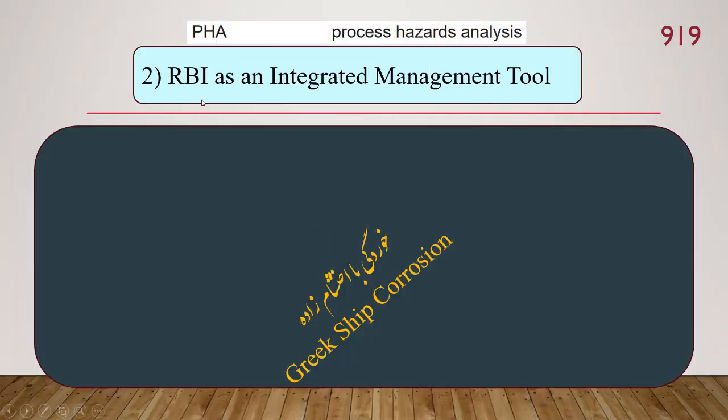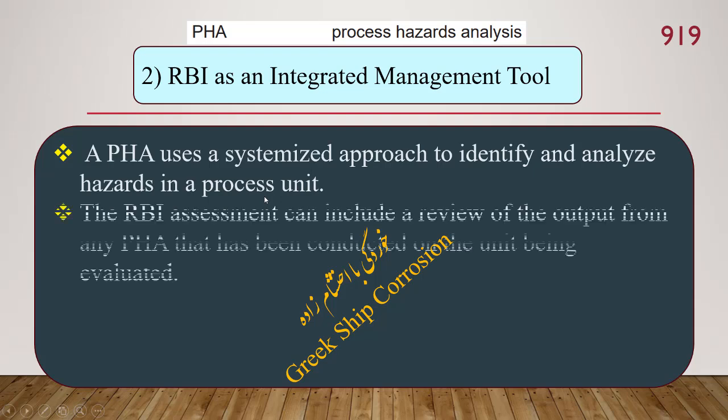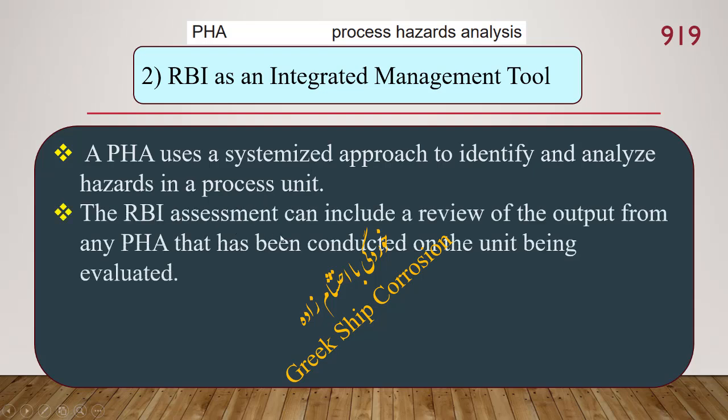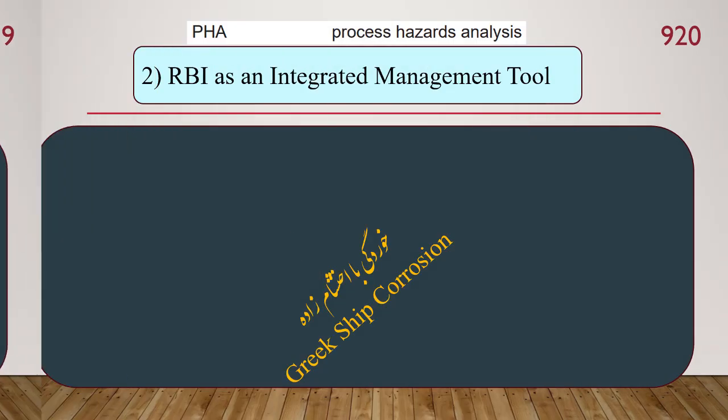2. The PHA and RBI relationship. A PHA uses a systemized approach to identify and analyze hazards in a process unit. The RBI assessment can include a review of the output from any PHA that has been conducted on the unit being evaluated. Hazards associated with potential equipment failure due to in-service degradation identified in the PHA can be specifically addressed in the RBI assessment.